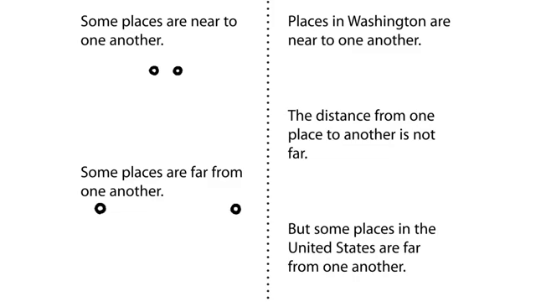Some places are near to one another. Some places are far from one another. Places in Washington are near to one another. The distance from one place to another is not far. But some places in the United States are far from one another.